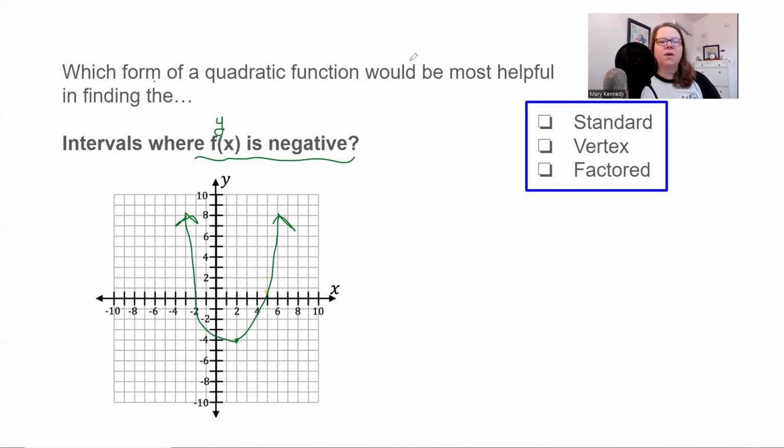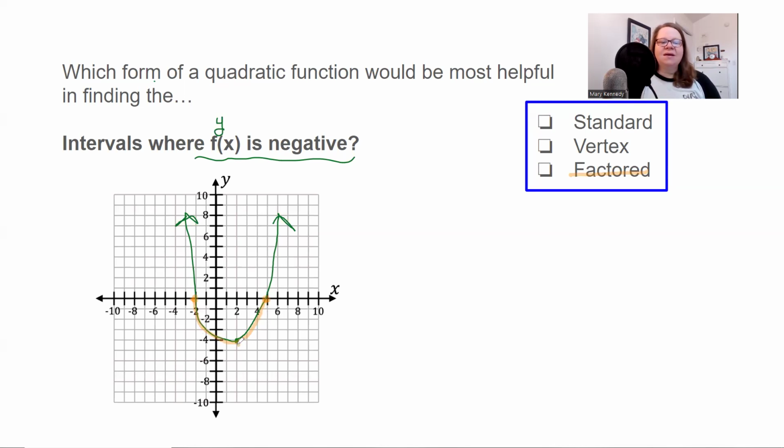We're looking at where the y values are negative. So they're negative in this section, right? From -2 all the way until we get to +5, we have negative y values. So knowing these x-intercepts is really important, which is factored form. That would be the form that's going to directly tell me where that range is.